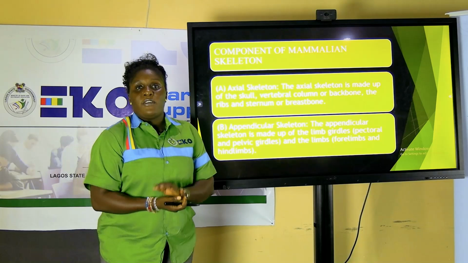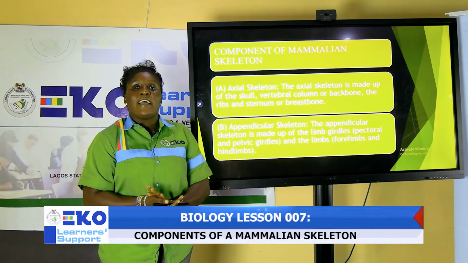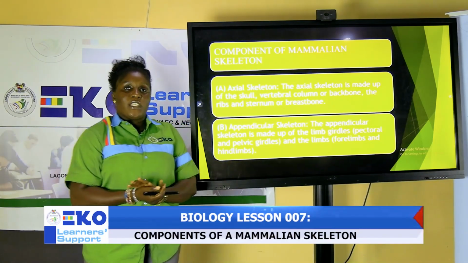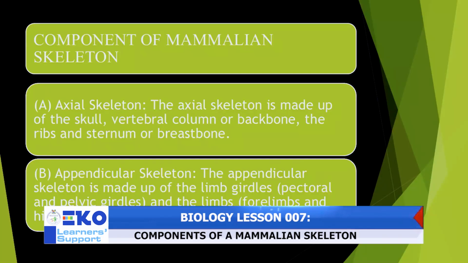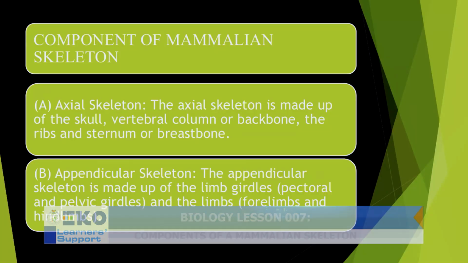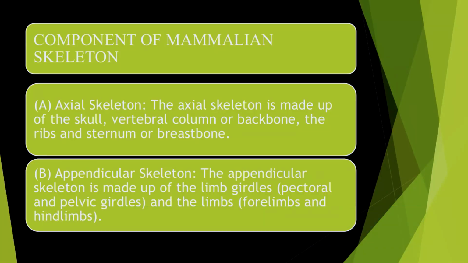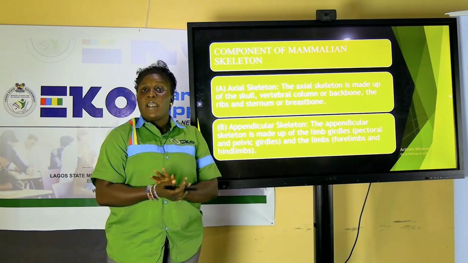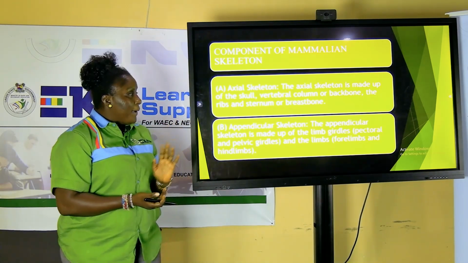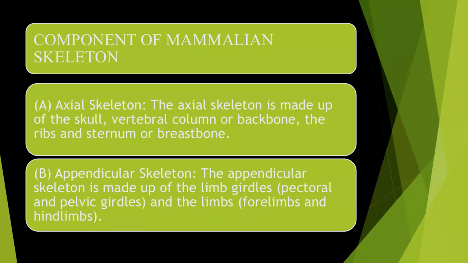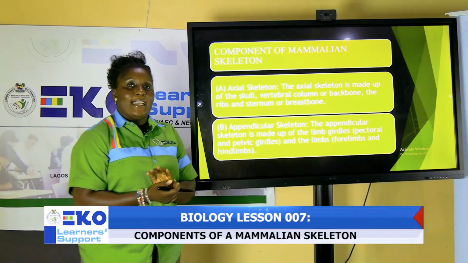The components of mammalian skeleton can be divided into two, which are the axial skeleton and the appendicular skeleton. The axial skeleton is made up of the skull, vertebral column or the backbone, the ribs and the breastbone, while the appendicular skeleton is made up of the limbs, the girdles, which are the pectoral and pelvic girdles, and the forelimbs and the hind limbs.